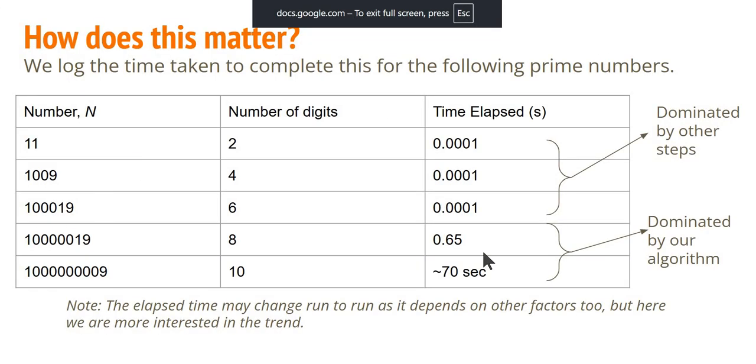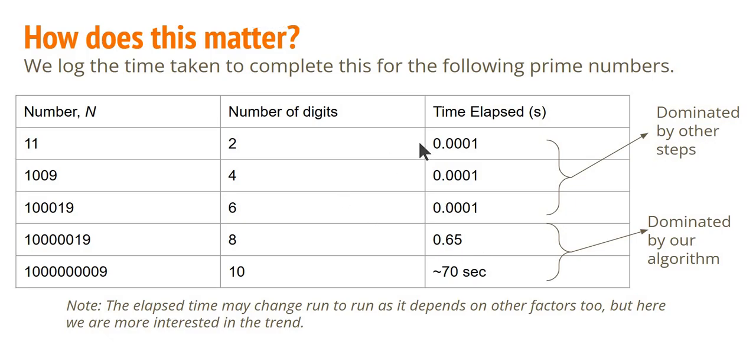So let's summarize this. I've done this previously. Like I said, the numbers may not be exactly what I got now. That doesn't really matter, but the trend and the insights that we are getting from this are really, really interesting. So I have here the number itself, n, the number of digits in that, and the time it took.